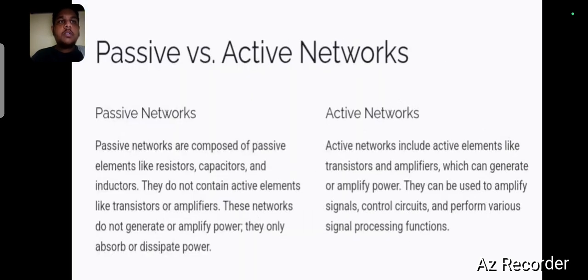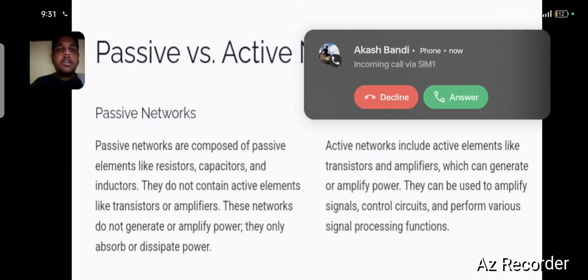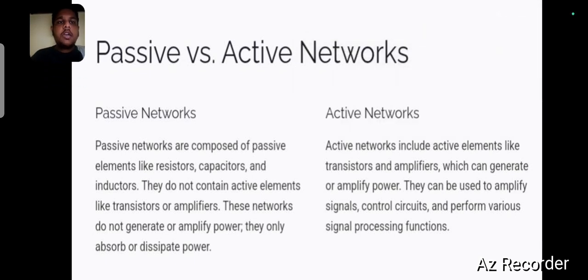Passive versus active networks. Passive networks are composed of passive elements like resistors, capacitors, and inductors. They do not contain active elements like transistors or amplifiers. These networks do not generate or amplify power. They only absorb or dissipate power.